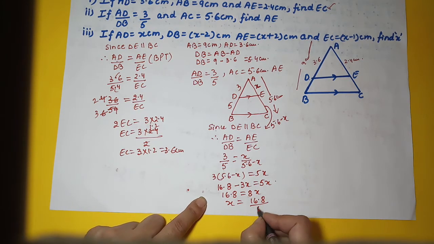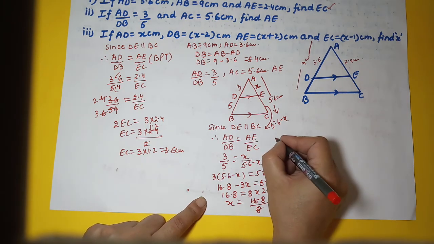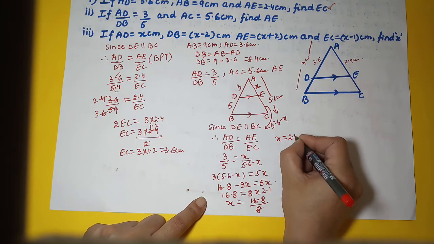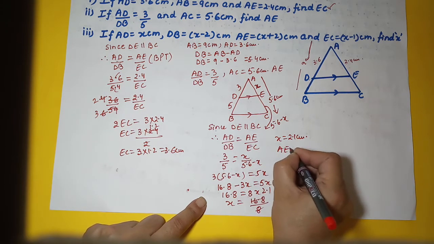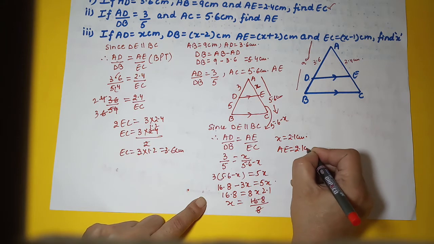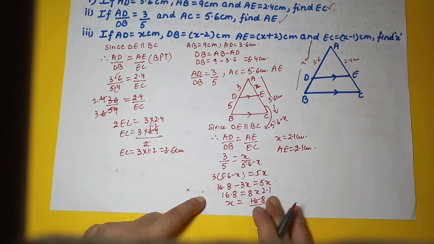So X will be 16.8 upon 8, which gives the value of X as 2.1 centimeters. But X is my AE. So my AE is 2.1 centimeters. So I have answered the second part also.